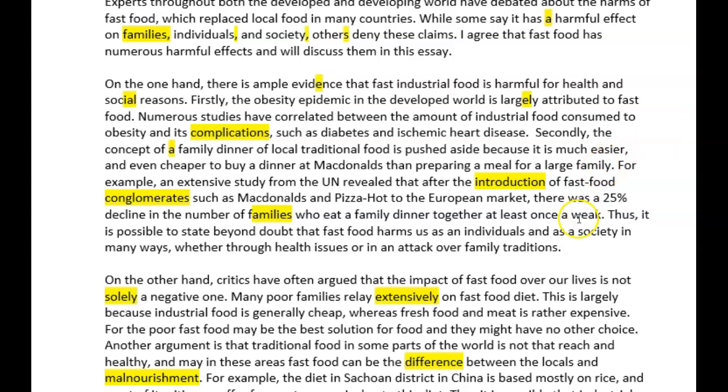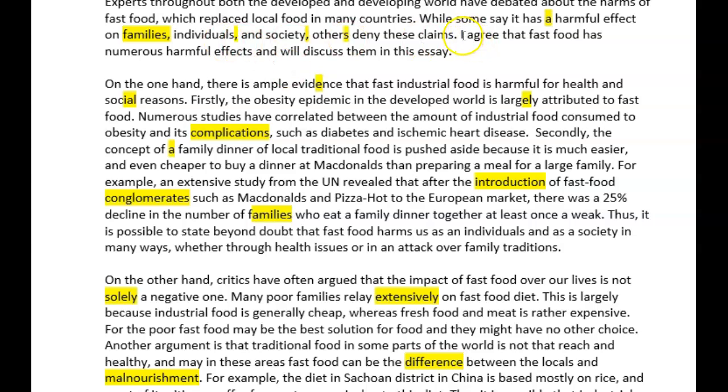Now, let me tell you where the problem is. The problem is that you said fast food has numerous harmful effects, and I will discuss them in this essay. Okay, but that's only part of your essay. That's only half of your essay. The other half of your essay talked about how it's actually a wonderful solution for some people. And so since you did focus an entire paragraph on that, you really should have addressed it in your introduction. And it's not that hard. You basically just need to do the same thing, but you also need to kind of point out that you've got a paragraph talking about the positives.